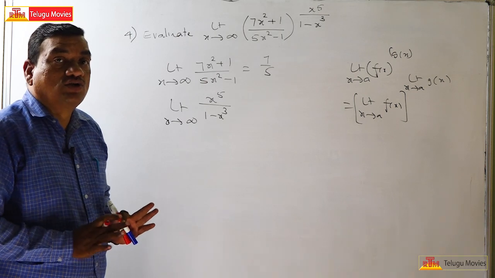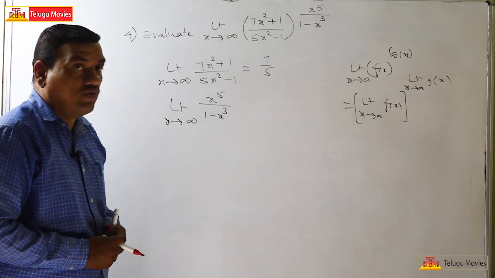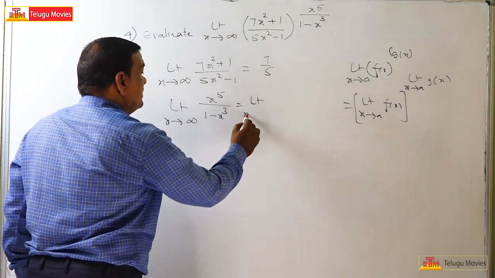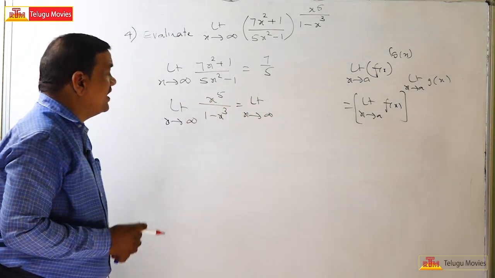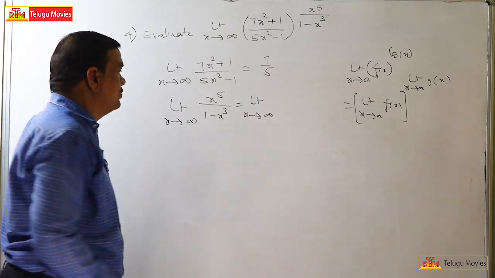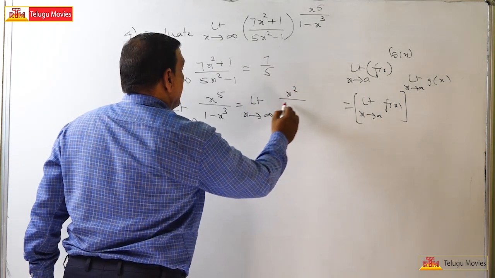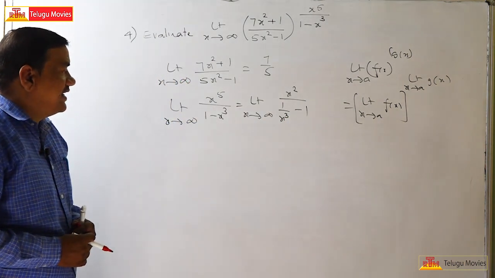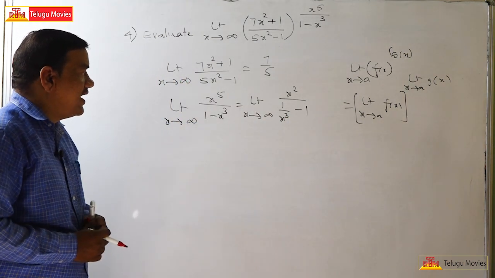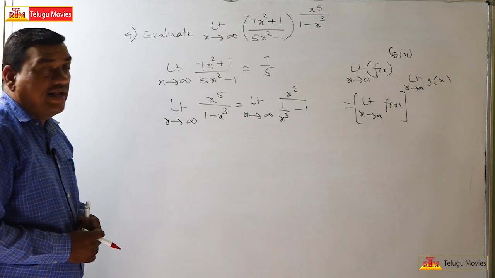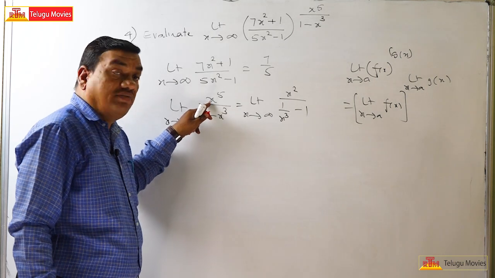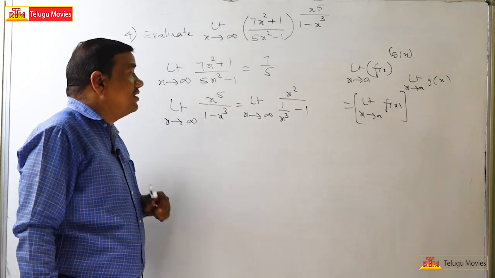This is very important. If you know this problem, the solution is over. Let us divide the numerator and denominator by x cube. So this is equal to the limit as x tends to infinity of x square upon 1 by x cube minus 1. So what we did was divide the numerator and denominator by x cube.